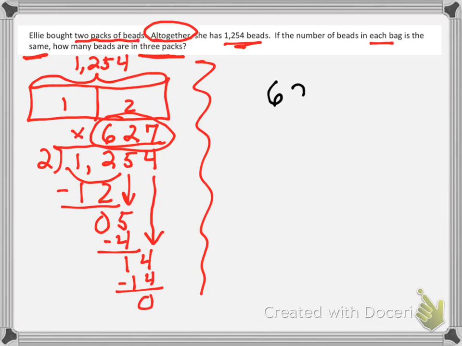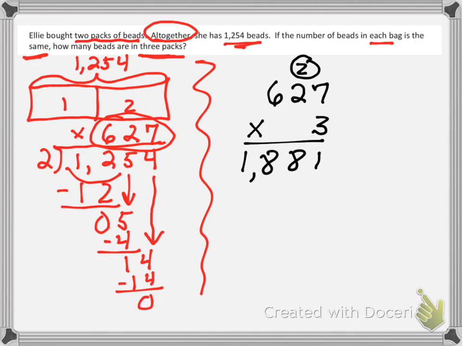So 627 times 3. We get 21, carry the 2. 2 times 3 is 6, plus 2 is 8. 6 times 3 is 18. 1,881 beads are in 3 packs.